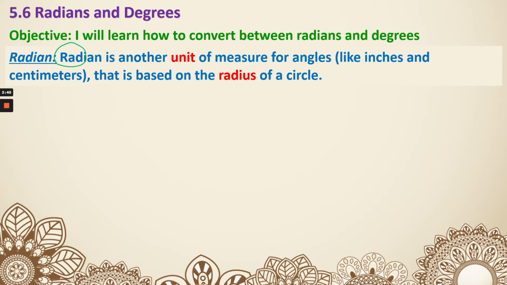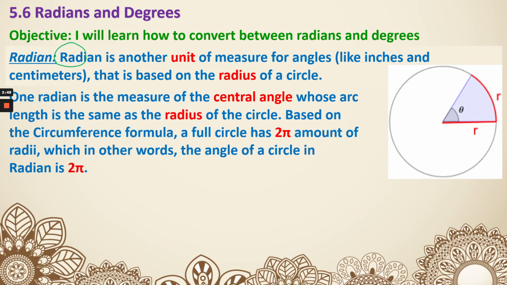And radian is based on the radius of a circle. Here's how that works. 1 radian is the measure of the central angle whose arc length is the same as the radius of the circle. Central angle is referring to this angle right here. We have a center, and this angle that's based on the center is called the central angle. This angle is facing an arc. This is the arc that the angle is facing.